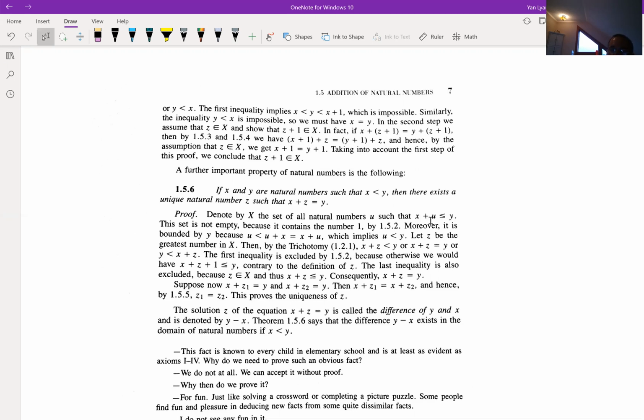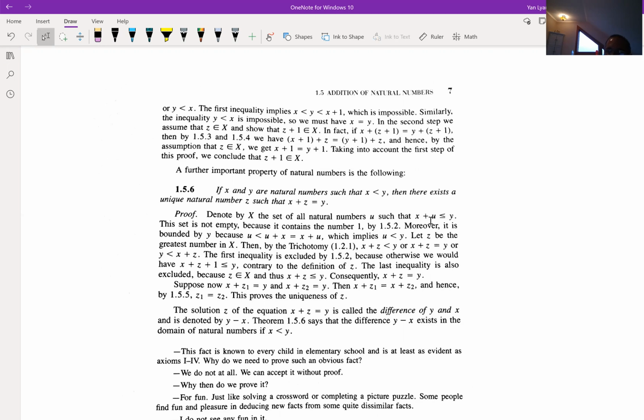So this says not empty. Okay, so we have a non-empty set. Hooray! Moreover, it is bounded. Why is it bounded? Why is this set bounded? Anybody want to hit me with this?